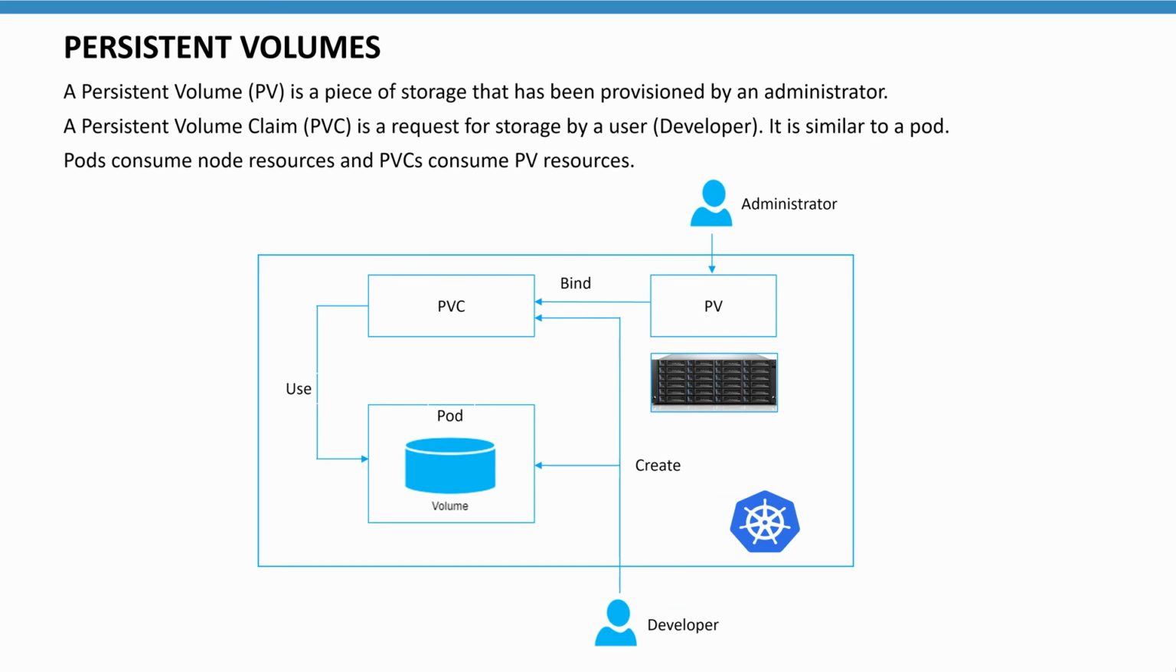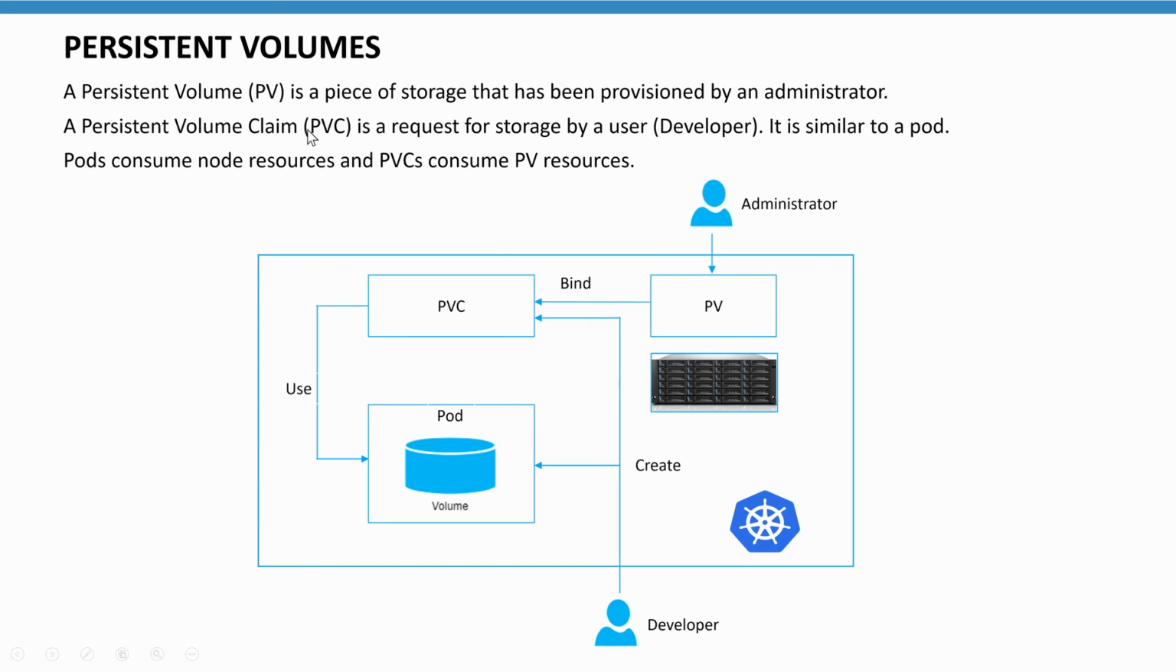Persistent volume. A persistent volume is a piece of storage that has been provisioned by an administrator. Look at the diagram. The administrator provisions a persistent volume in the storage class. Then he binds it. For example, if an administrator allocates 1 terabyte of storage, then the developer can go and claim a piece of it based upon their roles. Here, the developer can go and create a persistent volume claim and use it for the pod.